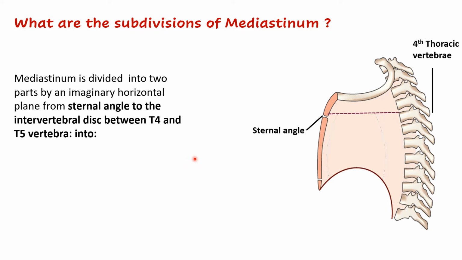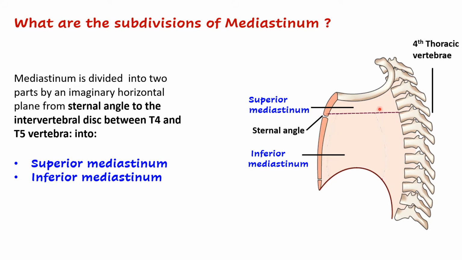Now what are the subdivisions of mediastinum? It is divided into two parts, and how do we divide it? By an imaginary plane. The imaginary plane which you can see here extends anteriorly from the sternal angle, that is the junction of manubrium sterni and the body of the sternum, till the lower border of fourth thoracic vertebra. So this imaginary plane will divide the mediastinum into two parts, and these two parts are the superior mediastinum and the inferior mediastinum.